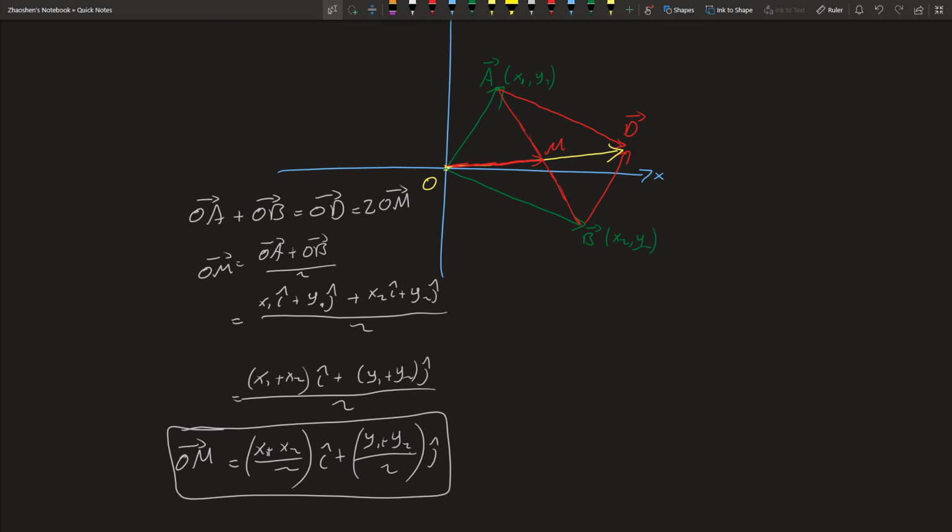In exams, of course, you don't need to do this every single time. This is just a proof. But what you need to do is, for the x component of the midpoint, you take the x components of the two points, which is x1 and x2, add them up, divide by 2. That's your x component of the midpoint. Same thing for the y component.